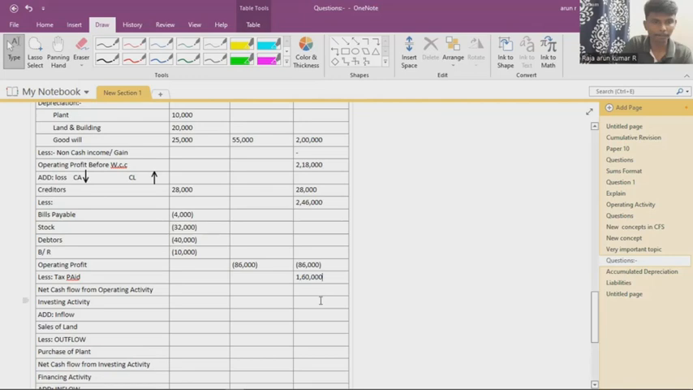Okay. Then net profit from operating activity, less the net profit from the operating activity. It will be due in this column also. Okay.